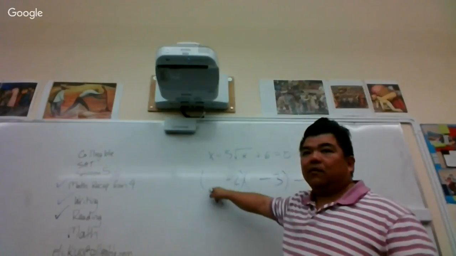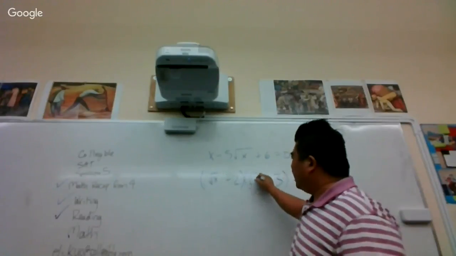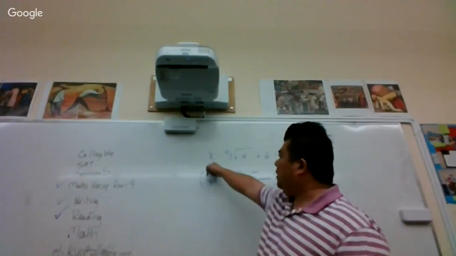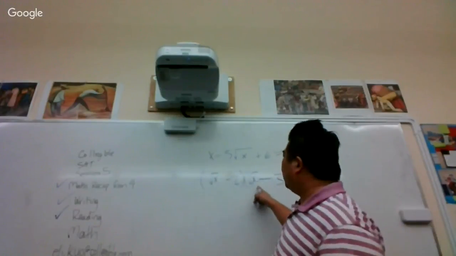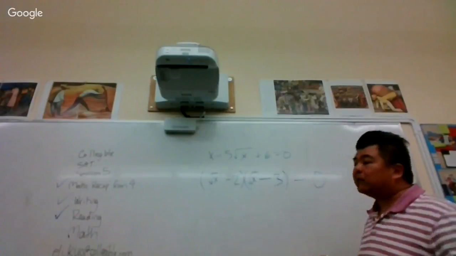It's going to be square root of x, square root of x. You guys see that? Because when you multiply these two, they become x. When you add them together, they stay as -5. So how do we get the answer? Because we know the answer is 9.